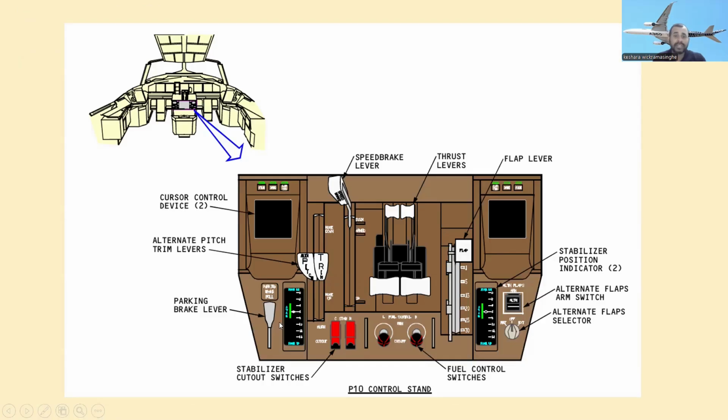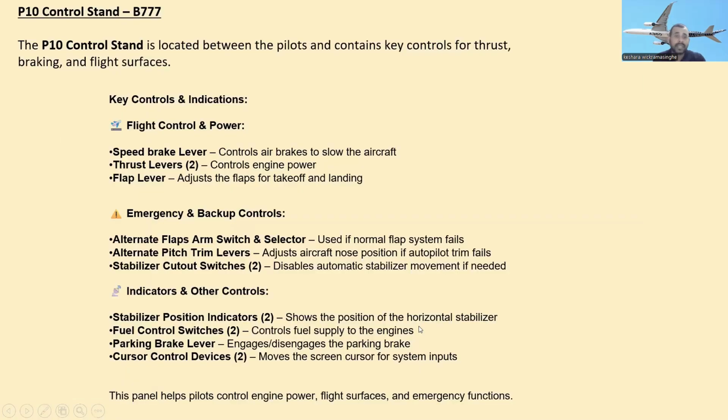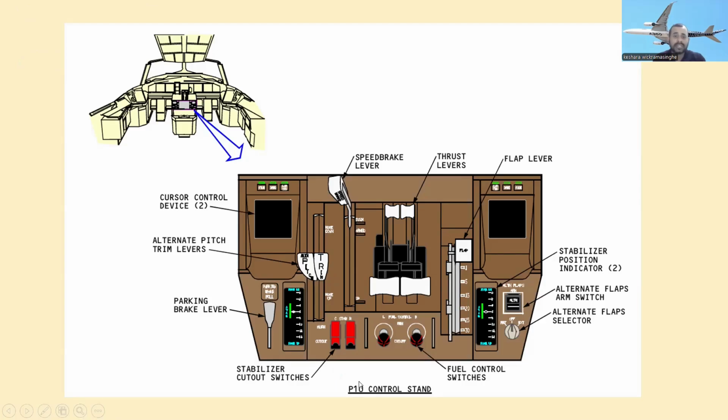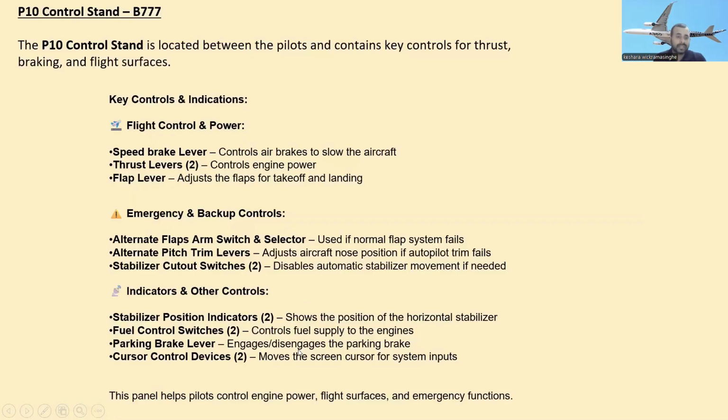The stabilizer position indicator, where is it? Here is the stabilizer position indicator. The cursor control devices move the screen cursor for system inputs. This is the cursor control devices. They have two cursor controls, one for the captain, one for the co-pilot. So this panel has pilot controls for engines, power, flight surfaces, and emergency functions.